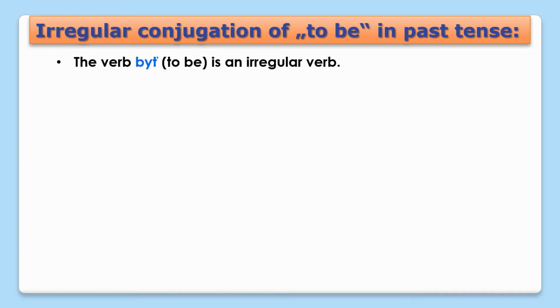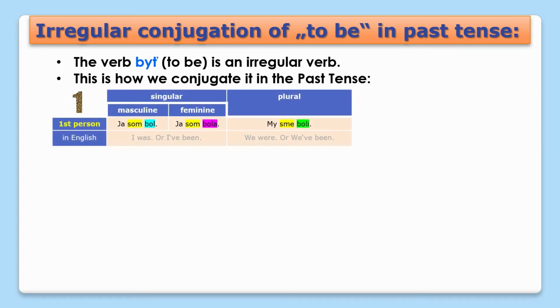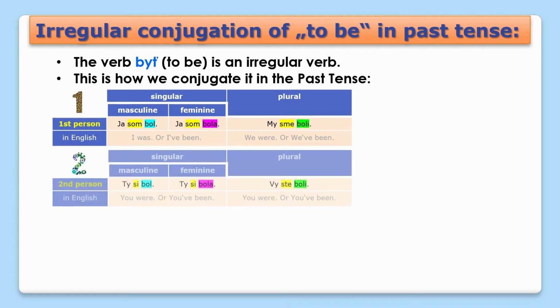So the verb byť, to be, is an irregular verb, and this is how we conjugate it in the past tense. First person, singular masculine, ja som bol. First person, singular feminine, ja som bola. And plural, my sme boli. Second person, singular masculine, ty si bol. Second person, singular feminine, ty si bola. And plural, vy ste boli.